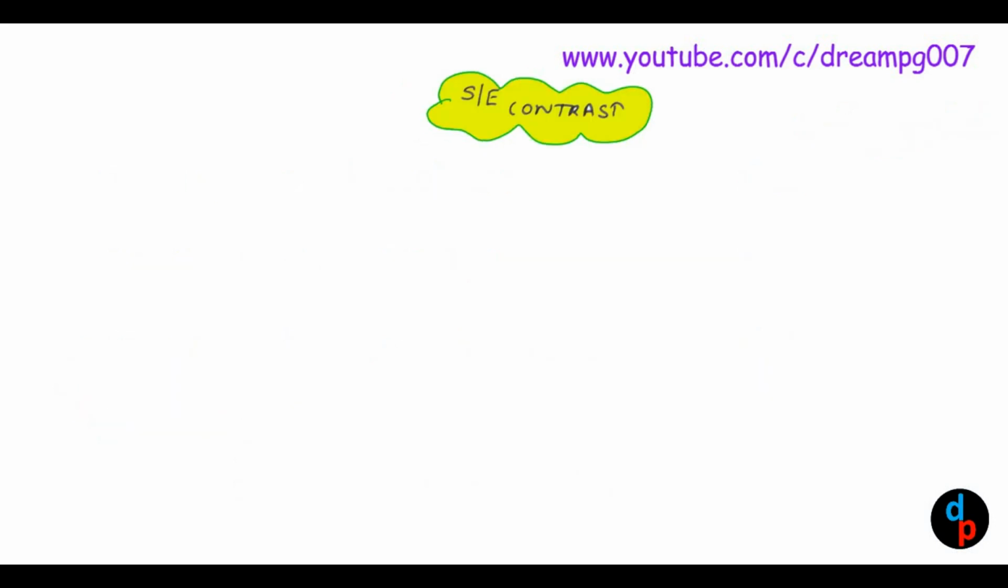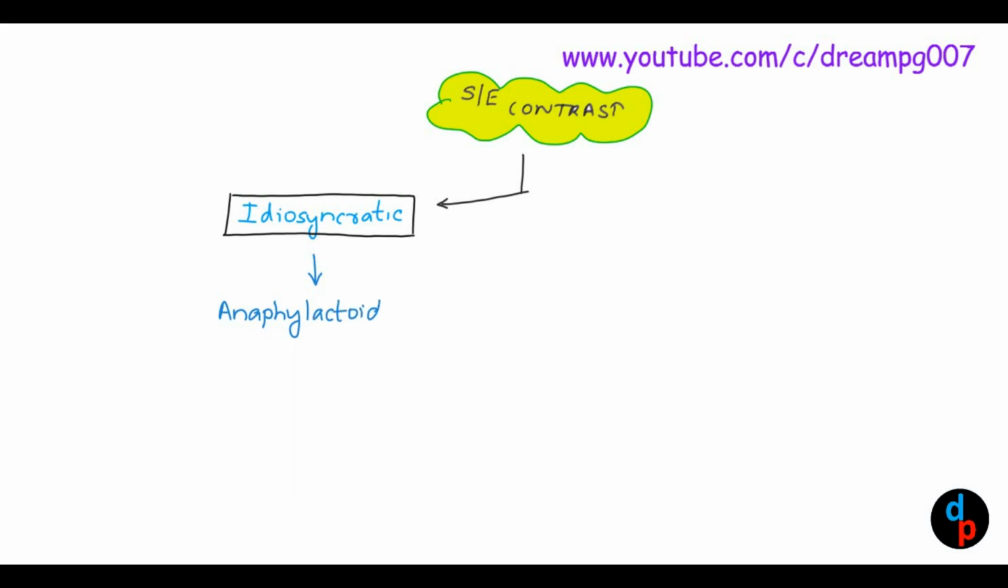Let's have a look into the side effects caused by contrast material. It is broadly classified into idiosyncratic side effects and dose-related side effects. Idiosyncratic side effect is anaphylactoid reaction. This anaphylactoid reaction resembles anaphylaxis, but it is not mediated by immunoglobulin E.